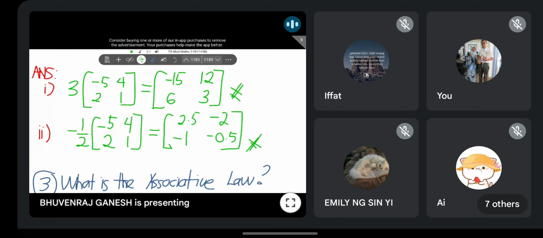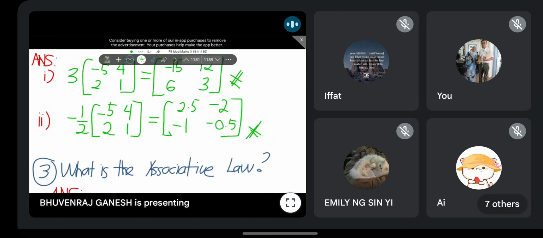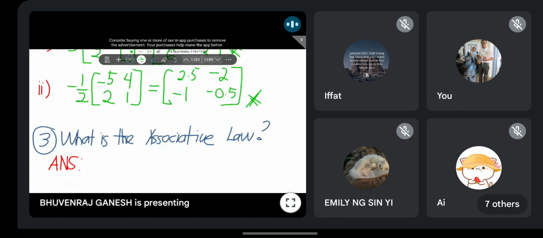So this is your final answer. Okay, guys, understand? So the first two questions are basically what we learned last week, the basics of matrix multiplication. We haven't come to the proper part yet, but this is the basic. Okay, so now the third question.